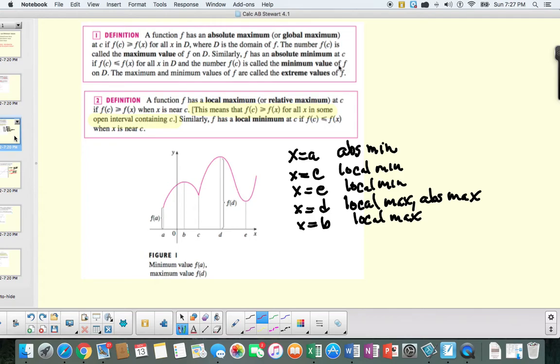In more detail, we would call f of a an absolute min. At c, we would call it a local min. At e, we would call this a local min as well. At d, we would call this a local max because f of d is the highest y value, just as f of a here will be the smallest y value. And at x equal to b, we have a local max.